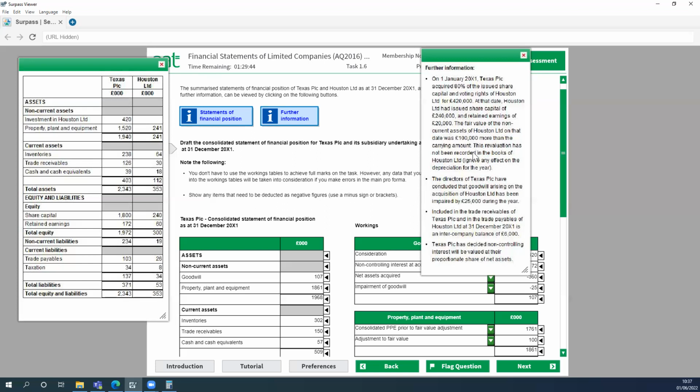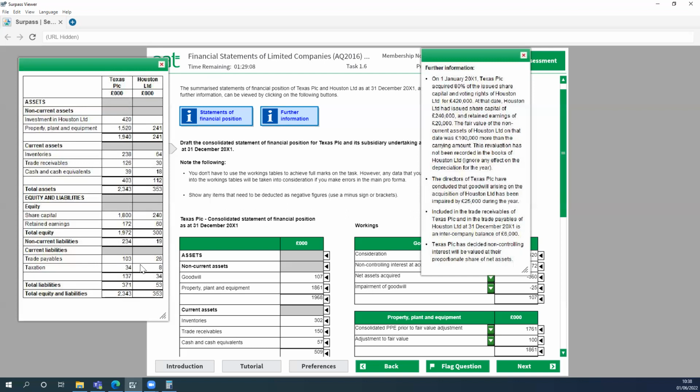The directors of Texas PLC have concluded that goodwill arising on the acquisition of Houston has been impaired by £25,000. So we'll do the impairment of goodwill later. And it also says that included in the trade receivables of Texas and the trade payables of Houston is an intercompany balance of £6,000. So there's been an intercompany transaction between the two. So we're going to take it off the trade receivables of Texas, and we're going to take it off the trade payables of Houston. So we're going to reduce it by 6,000.